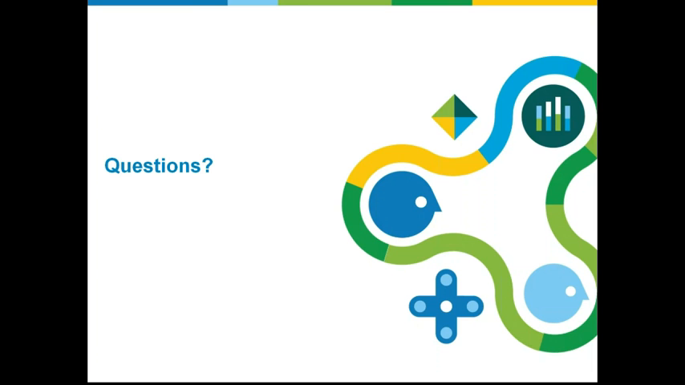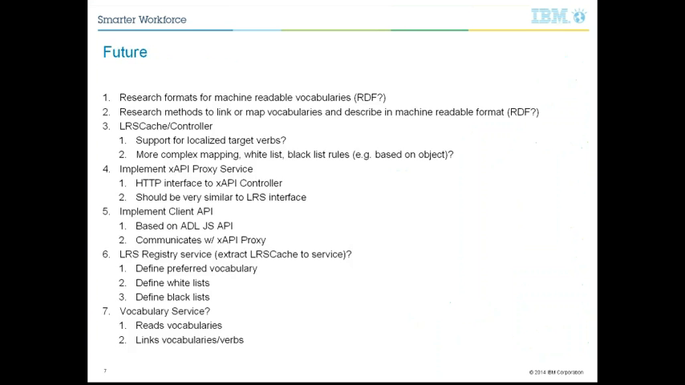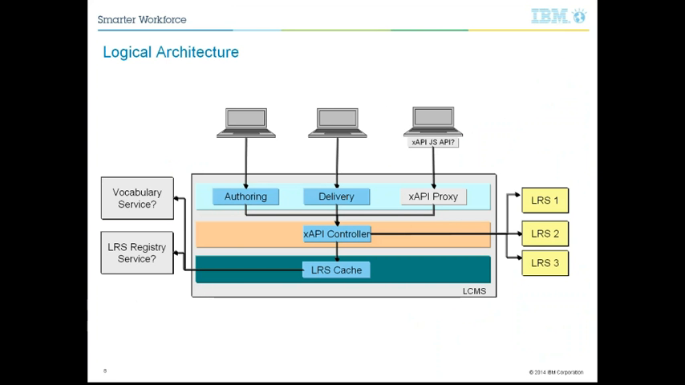The same goes for the other potential service, the registry service itself. So one would just be a registry of LRSs and the preferred vocabularies and whitelists and blacklists, and one, the vocabulary service, is where the actual linking between verbs is stored somehow.